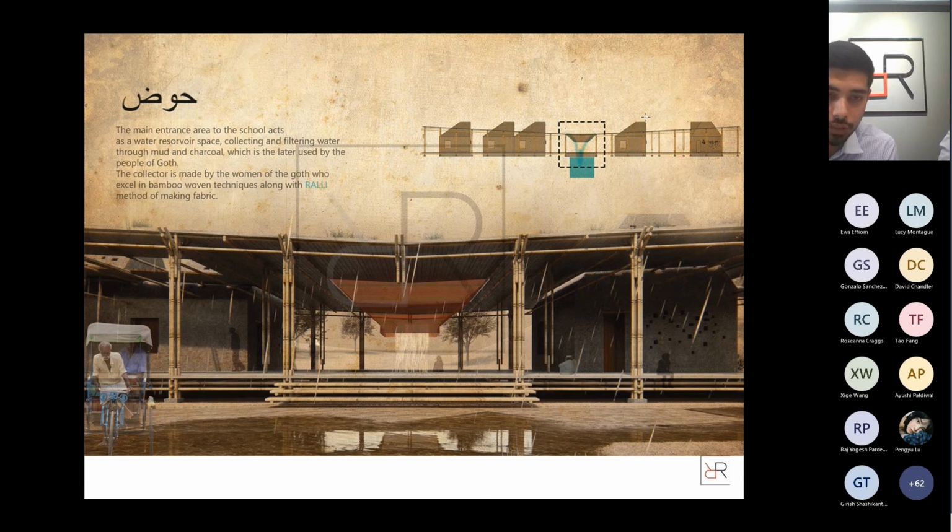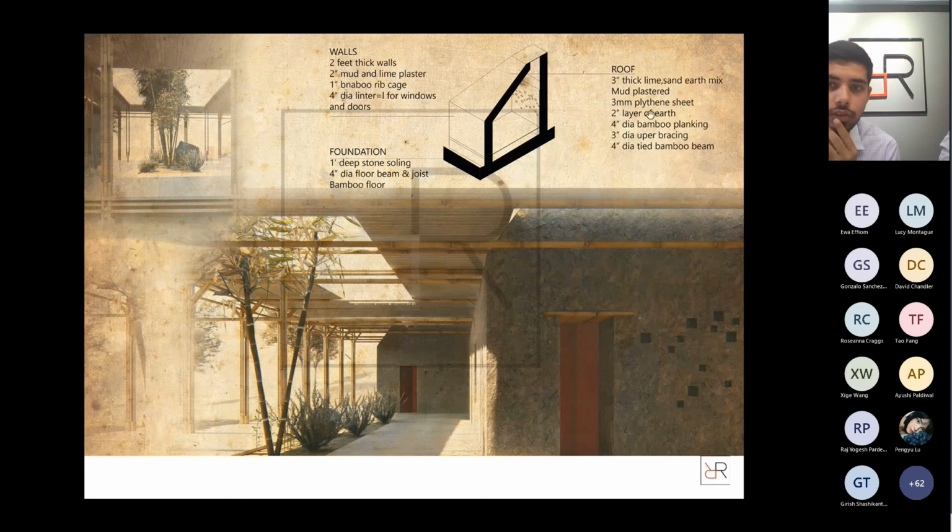So again, like we initially mentioned, the roof was made of 3-inch lime, and then it was added on with a layer of earth and 4-inch dia for reinforcements for planking. And the foundation was stone soling, the yellow stone, the Gizri stone that was already present on the site, and then there was 4-inch dia floor beam and joist flooring.